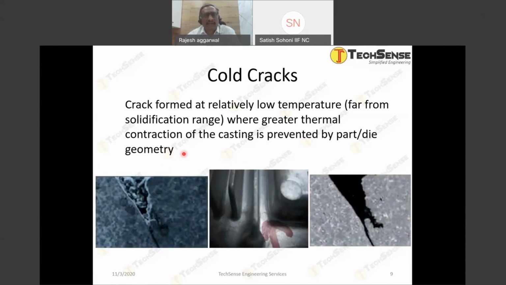Cold cracks: the crack forms at relatively low temperature, far away from the solidification range, where greater thermal contraction of the casting is prevented by the part or the die geometry. So you can see the crack line in the casting over here like this, or it looks like this, or it looks like this as well, in the microscopic examination.